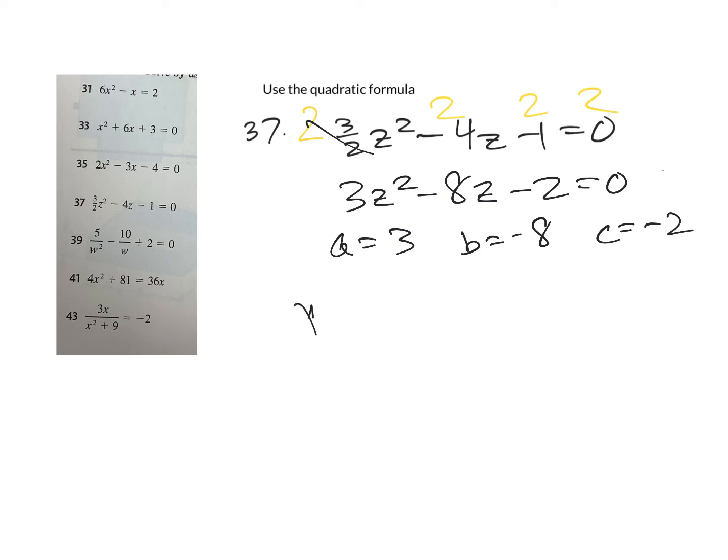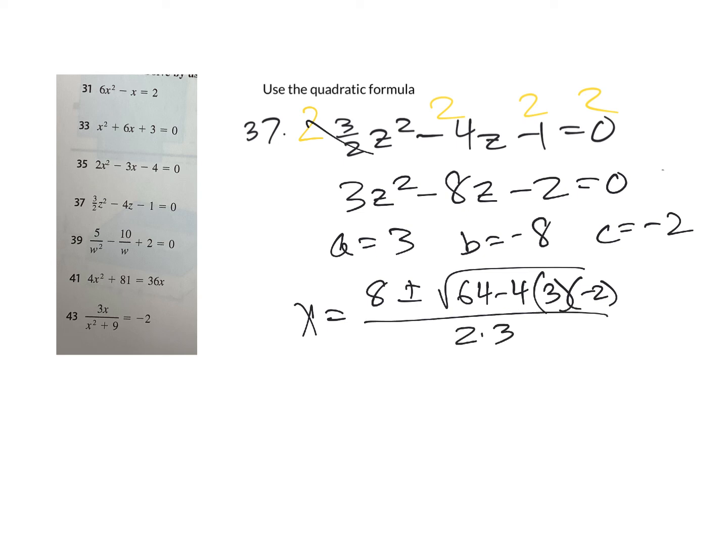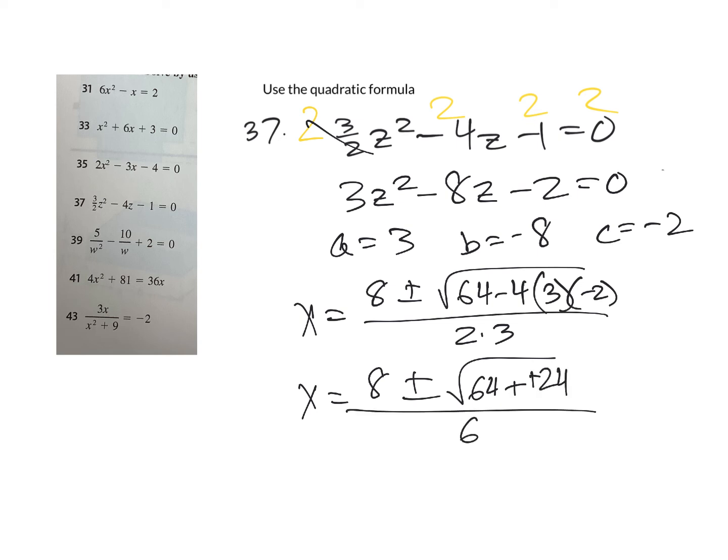Watch what happens. x equals negative b, which would be 8, plus or minus the square root of b squared minus 4 times a times c, all over 2 times a. So x equals 8 plus or minus. And under the radical, we have 64 minus 4 times 3 is 12, times negative 2 is negative 24, all over 6. So plus, plus, under the radical, you have 88.